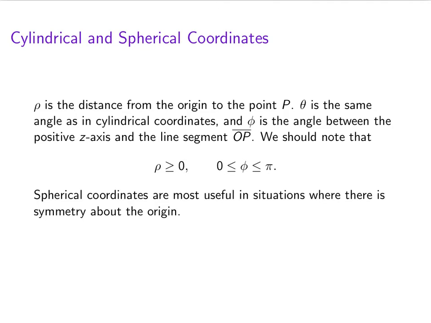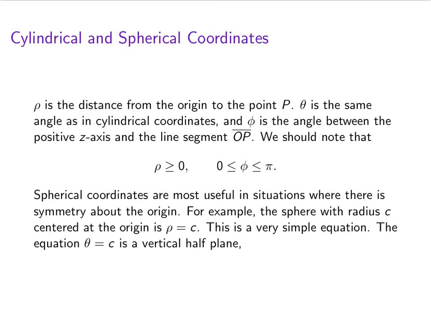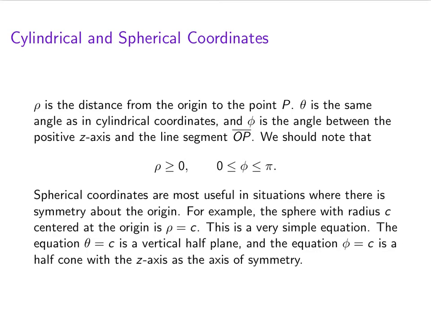Spherical coordinates are going to be most useful whenever you have symmetry around the origin, although you don't have to have symmetry. That just leads you in that direction. For example, the sphere with radius c centered at the origin has a very simple equation, rho equals c. This is really simple. The equation theta equals c is a vertical half plane. And then the equation phi equals c is a half cone with the z-axis as the axis of symmetry.